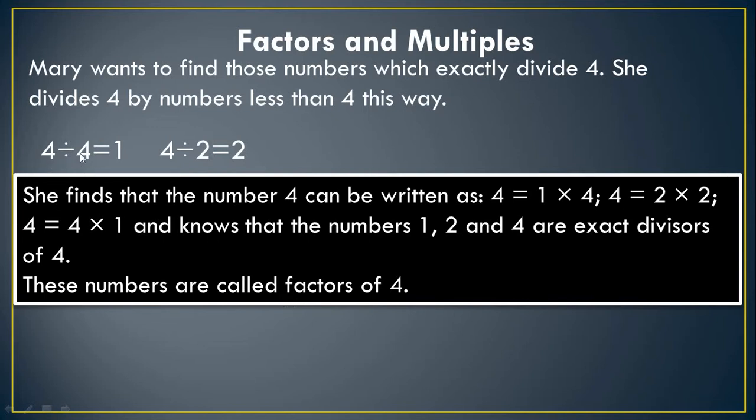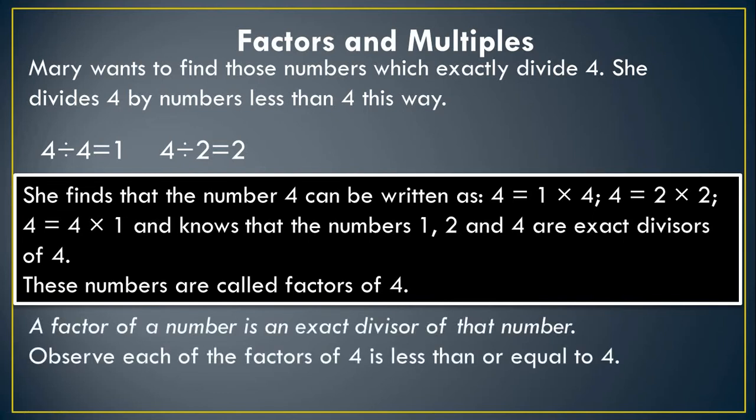So it's very simple. If you divide 4 by 4, you get the quotient 1 and the remainder is 0. So in such a case, 4 is a factor, as well as 2 is also a factor, and by default 1 is also a factor. So these are called the factors of the number. A factor of a number is an exact divisor of that number. Observe, each factor of 4 is less than or equal to 4. As you know, 4 is a very simple number. You can divide by 2, you can divide by 4. So the factor is less than 4 or equal to 4.